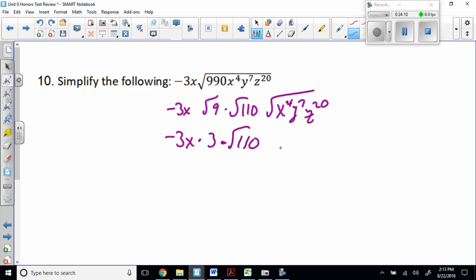Now, let's talk about our variables, because there's a 2 sitting right here. So how many times will 2 go into 4? Twice. So I can bring 2 x's out, right? Any left over? Yay or nay? Anybody confused about how I did that? Yes. Okay, you got to speak up.